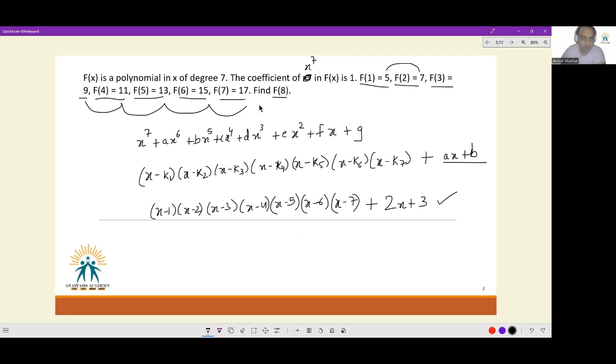Now, for this polynomial, we were expected to find f8. So we are essentially finding 7 into 6 into 5 into 4 into 3 into 2 into 1, plus 16 plus 3. 7 factorial is 5040, plus 19. Altogether, we will get 5059, which is the final answer to this question.